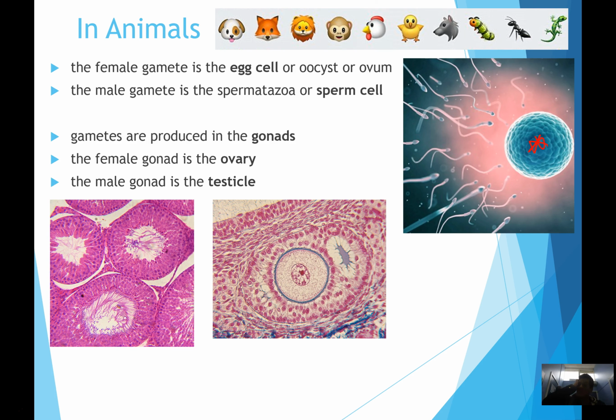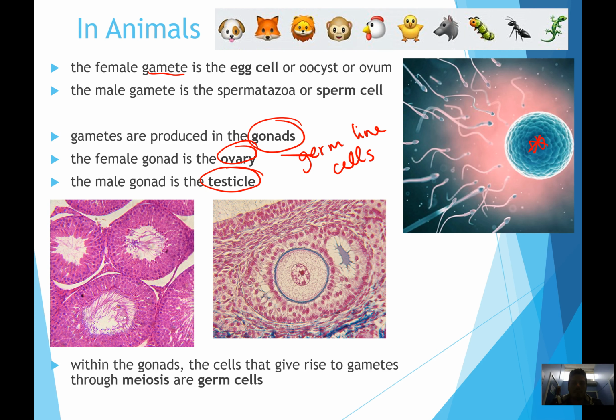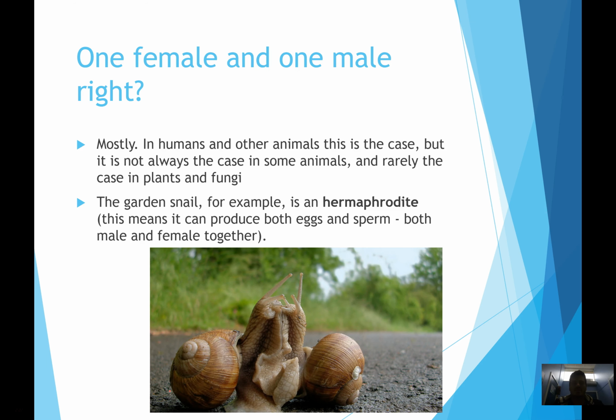Gametes are produced in an area that we call the gonads. The female gonad is called the ovary, and the male gonad is called the testicle. All of these cells, whether they're the gametes themselves or the cells of the gonads, are what we call germline cells, because mutations in these germline cells lead to potential changes in your offspring. Within the gonads, the cells that give rise to gametes through meiosis, which is the process we're going to talk about next time, are called the germ cells.